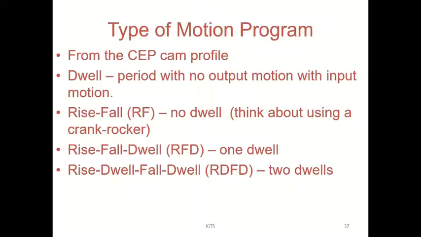Many kinds of motions of the follower are there. Rise, fall, continuously rise and continuously fall, again rise, again fall. There won't be any dwell. That is RF. Then rise, fall, dwell, rise, fall, dwell. First the follower will rise, then come back to its original position, and then dwell for some time. Once again it will rise, come back to its original position, then dwell. That is RFD.